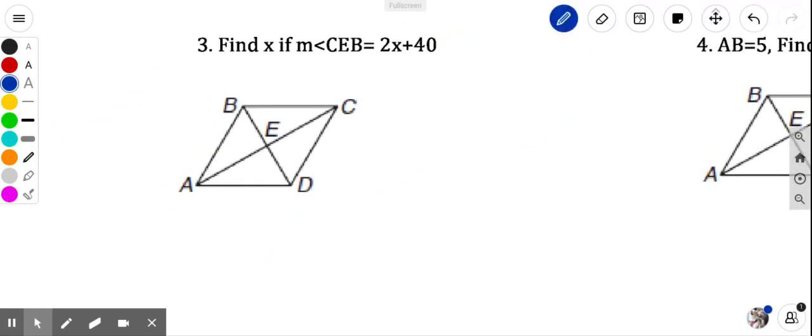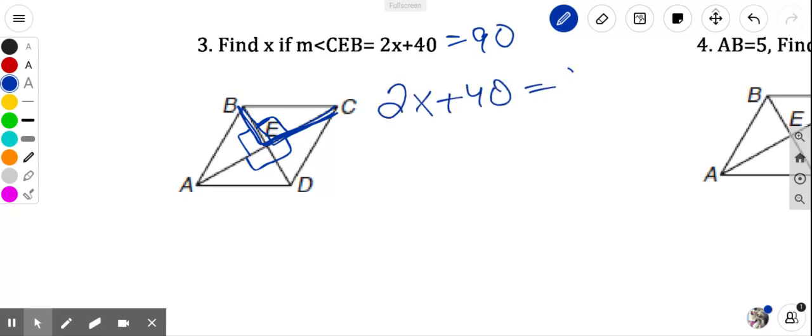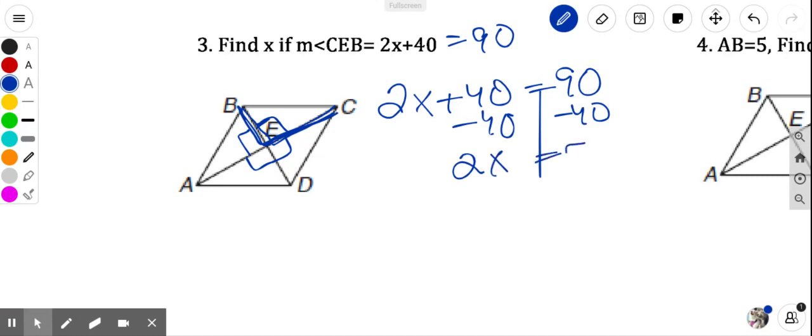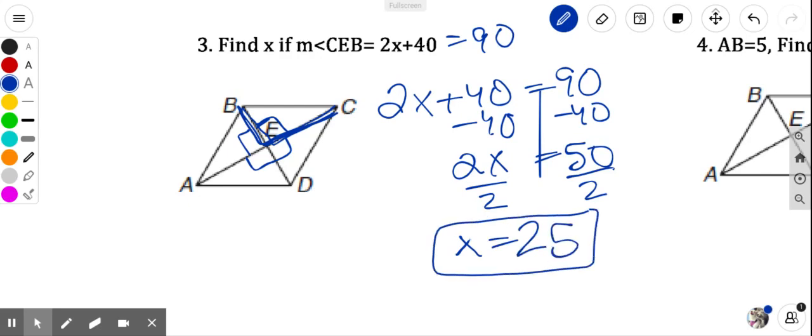Number 3, you are given that angle CEB is 2x plus 40. Let's look at CEB. CEB is this angle here, which is a right angle, because remember, in every rhombus, all four of those middle ones are right angles. So that just means that CEB is equal to 90. So you're just going to set up an equation, 2x plus 40 equals 90, and solve for x. We subtract 40, so we have 2x equals 50, and then divide by 2. So x equals 25.